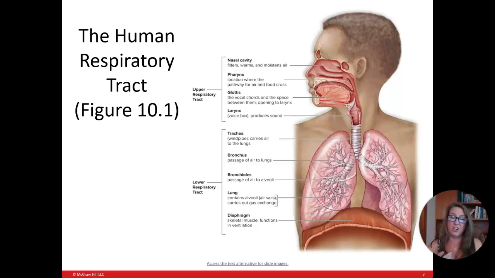We also know that in our nose, if you're exposed to smoke or really strong scents, your nose starts running. Why is your nose running? It's trying to expel those foreign particles that you're breathing into your nasal cavity.